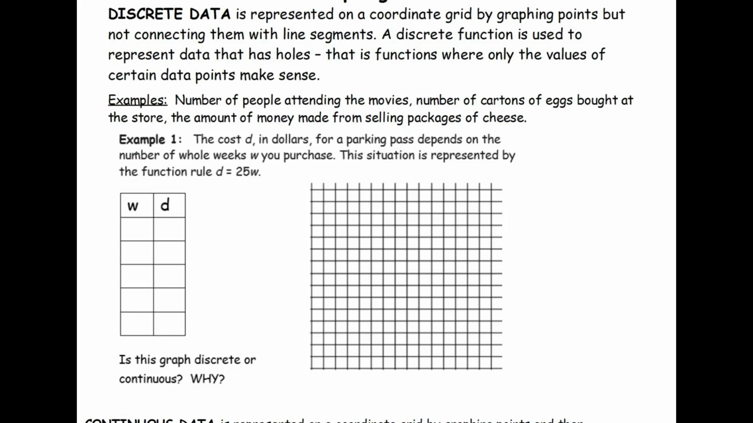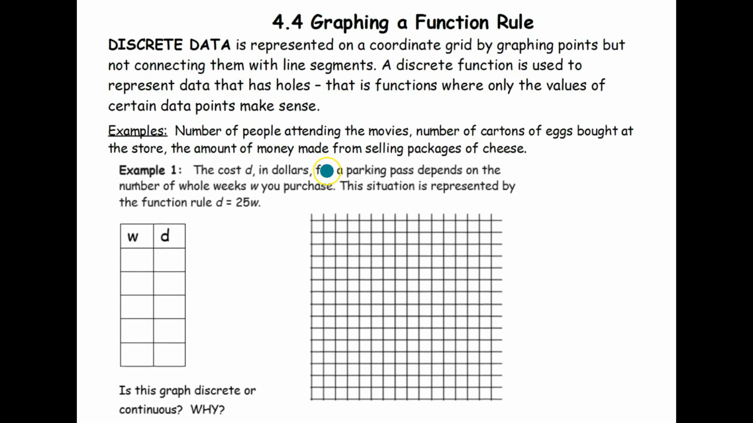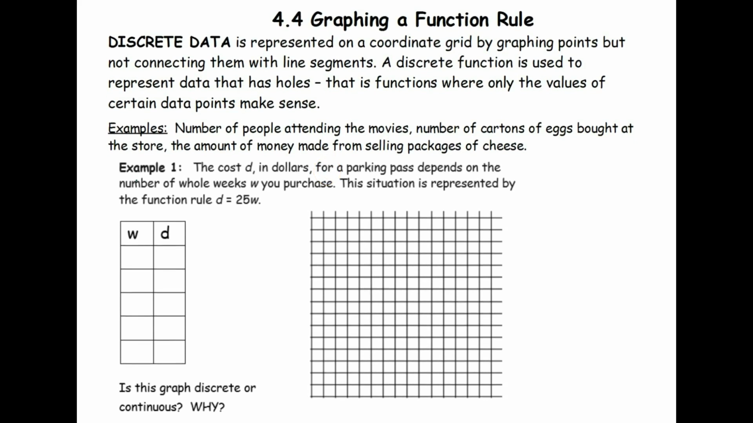All right, people. We're doing discrete data. This is 4.4, graphing a function rule. We're graphing a function rule.